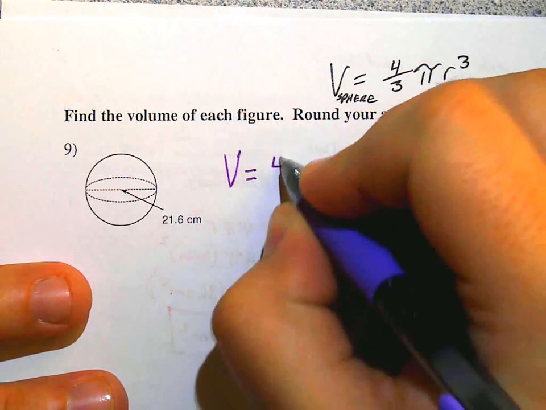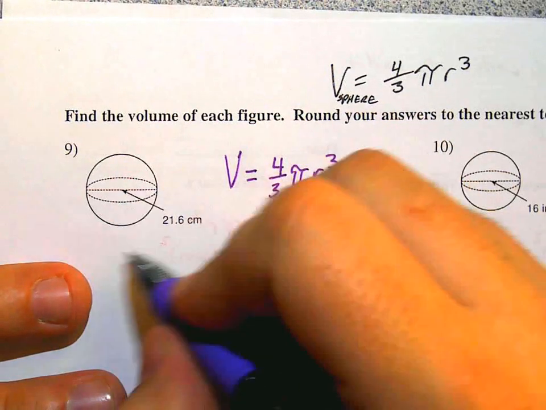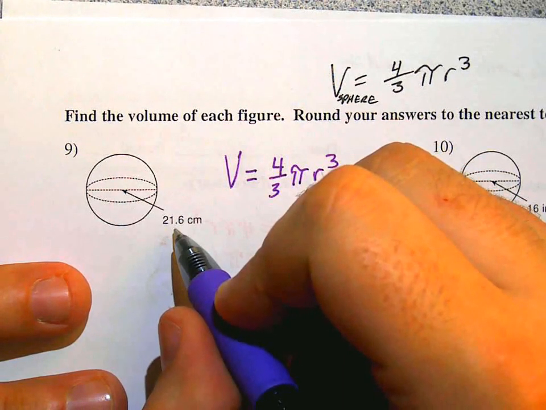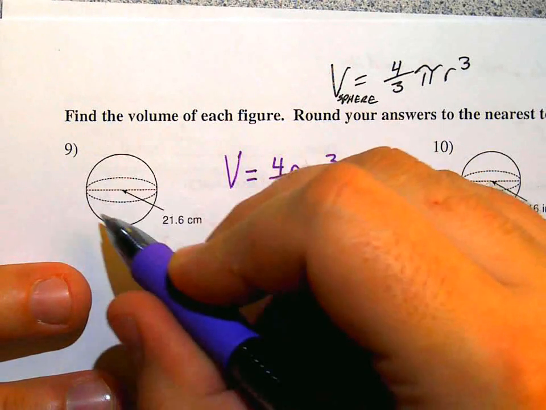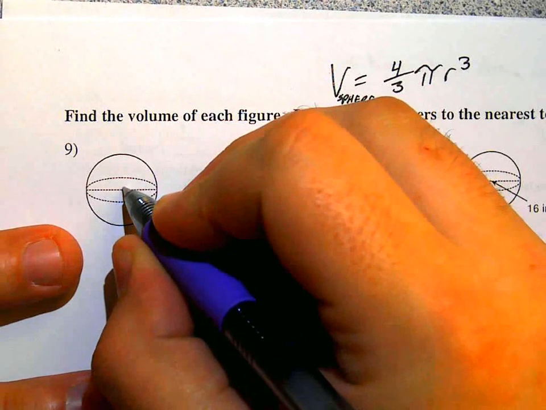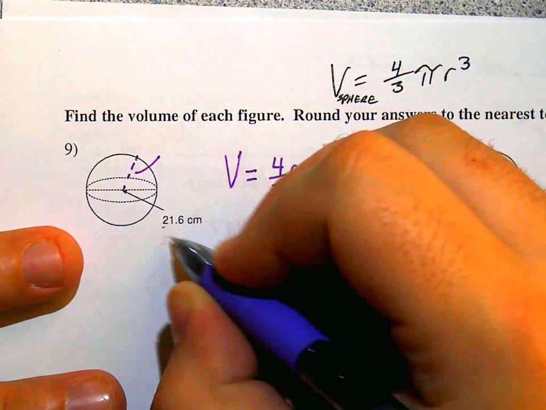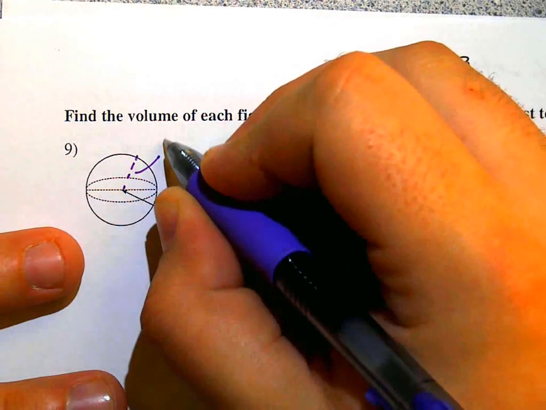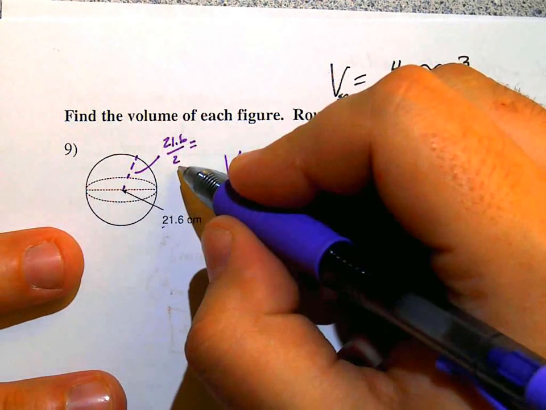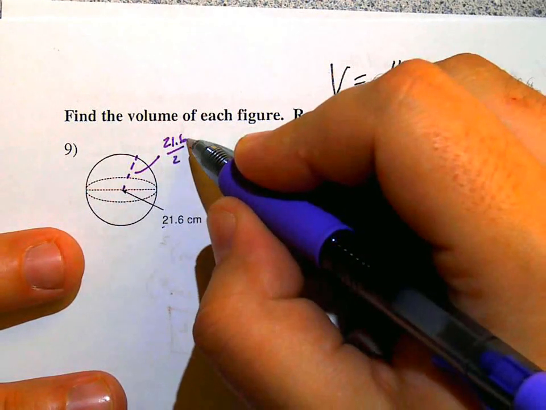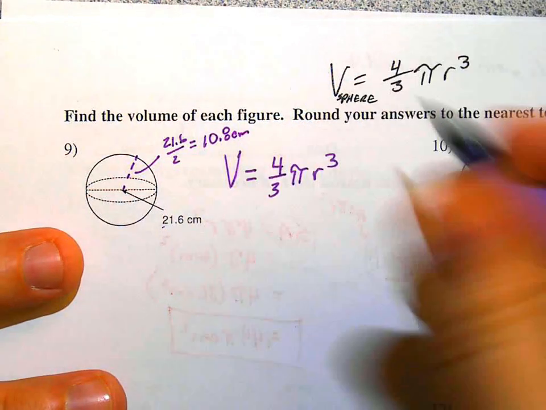So the volume of the sphere is 4/3 pi r cubed. And in this case, they gave us 21.6 as the diameter of the great circle of this sphere. So I want to find what the radius is instead of the diameter. The radius is going to be half of this 21.6. So 21.6 divided by 2 is going to be equal to, well, 20 divided by 2 is 10, and 1.6 divided by 2 is 0.8. So I believe this is 10.8 centimeters.